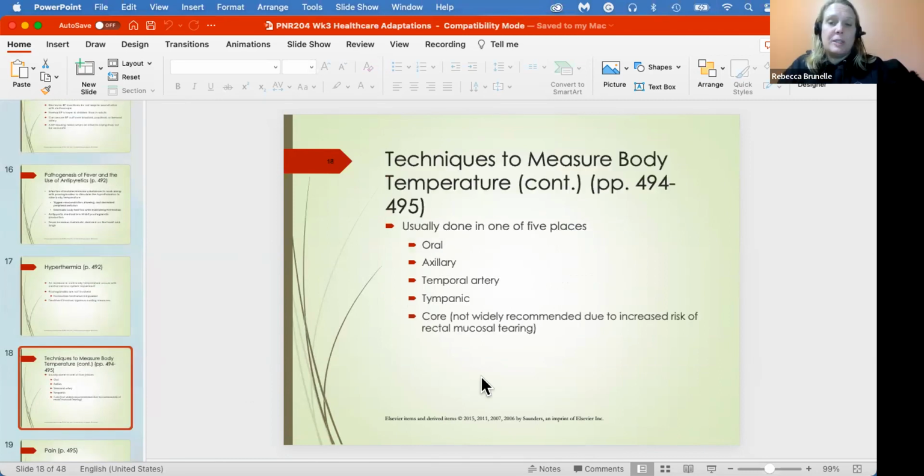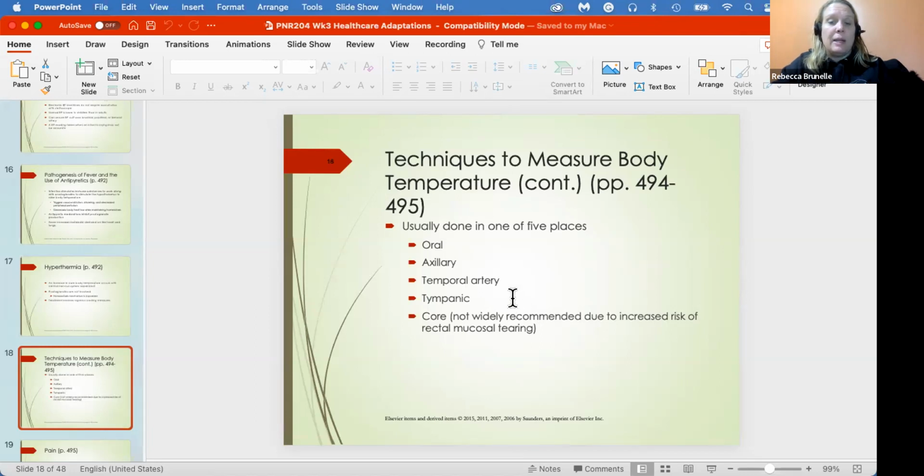So there are various ways that we can measure the temperature. Oral. Axillary is under the armpit. Temporal artery is the one that scans your forehead. And then tympanic. And then the core is rectal. That's accurate, it gives you a good reading, but we almost never do it because you can tear the mucosal lining of the anus.